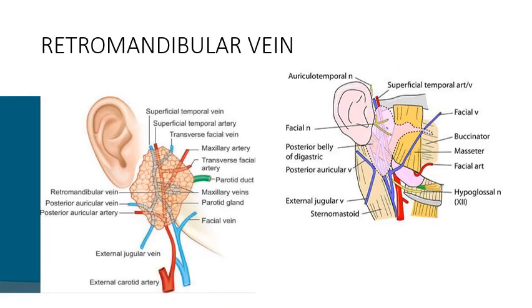Now, let's see something about the retromandibular vein. The retromandibular vein is formed within the gland by the confluence of the superficial temporal vein and the maxillary vein. This retromandibular vein emerges from the lower pole of the gland after dividing into anterior and posterior branches and continues further. The anterior branch joins with the facial vein and the posterior branch joins with the posterior auricular vein to form the external jugular vein.